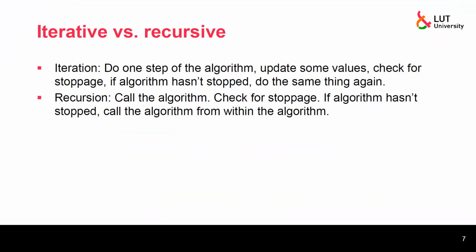So iterations and recursions. Iteration is that we make a list of values and then go through that list of values. We call the algorithm's steps once and then call the algorithm again, doing the algorithm once, possibly unloading values from memory and doing it again. Recursion means that the algorithm calls itself within the algorithm.